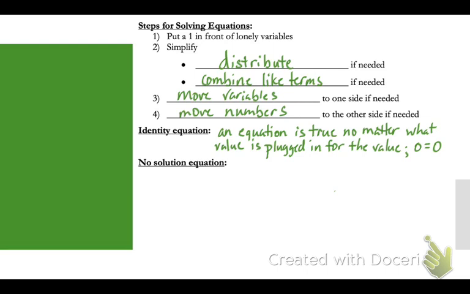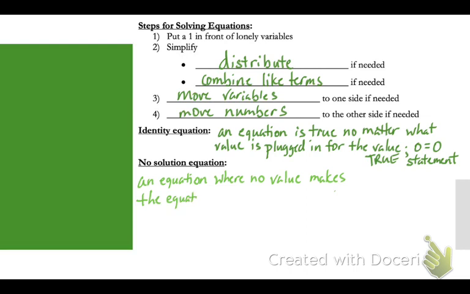We can also, when solving, get a strange situation where our variables will subtract out and we'll just be left with a statement that is not true. And this is a no solution equation. This is an equation where no value makes the equation true.